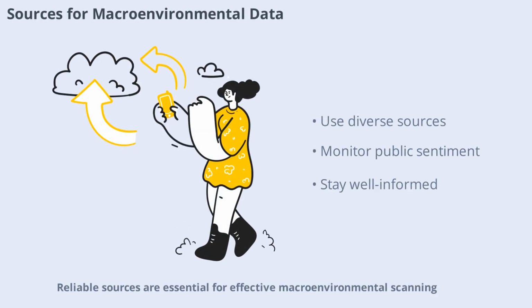Reliable sources are essential for effective macroenvironmental scanning. These include government reports, industry analyses, academic research, and reputable news outlets. Social media and online forums can also provide valuable insights into emerging trends and public sentiment. By using a mix of sources, businesses can ensure they have a well-rounded view of the external environment and avoid missing critical information.